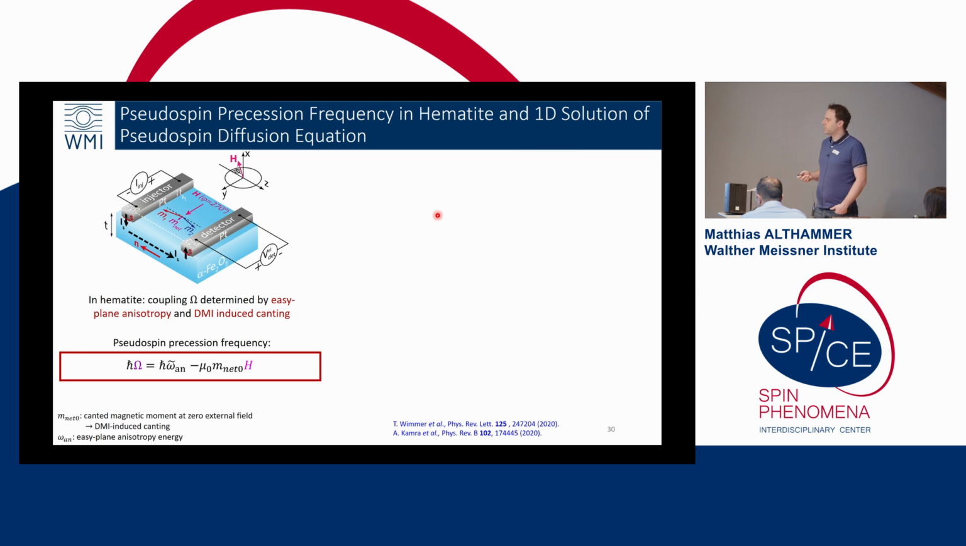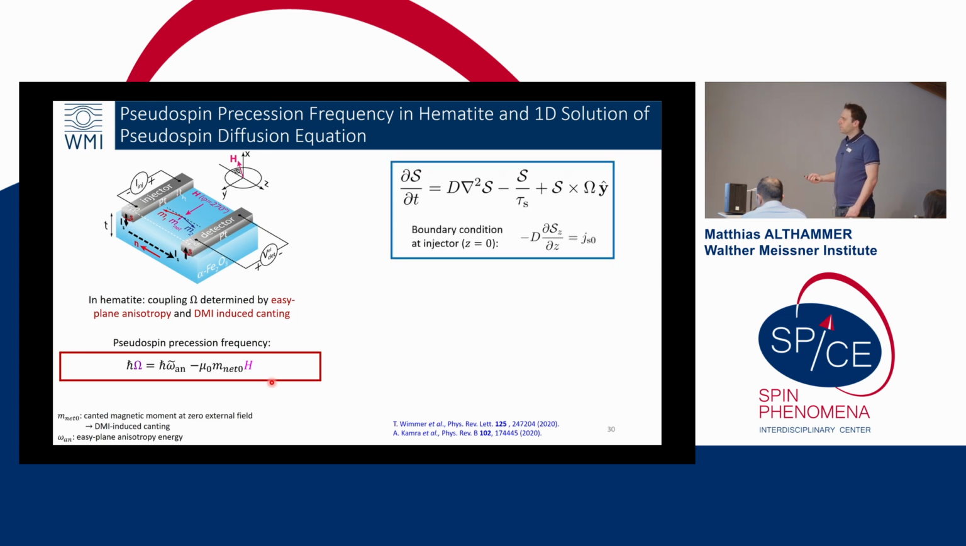So now you need to think about, okay, I said already, we need an easy plane anisotropy to get to this coupling. And in addition, we also need to take into account that the system that we are studying also has a DMI-induced canting. And if you then look into what this precession frequency is made up of, you find out that this is an effective anisotropy contribution. And there's, with a minus sign, a net magnetization coming from the canting that you can also tune via an external magnetic field here.